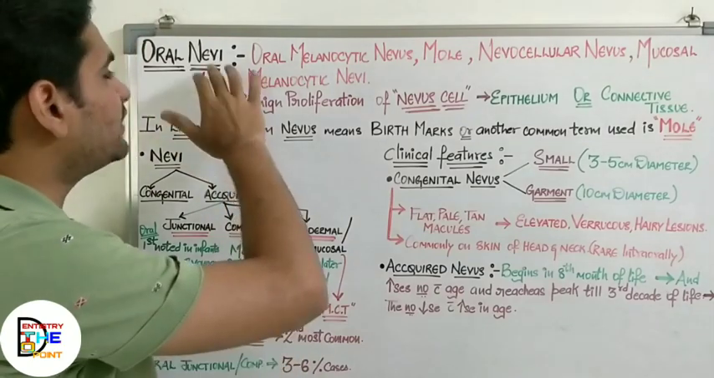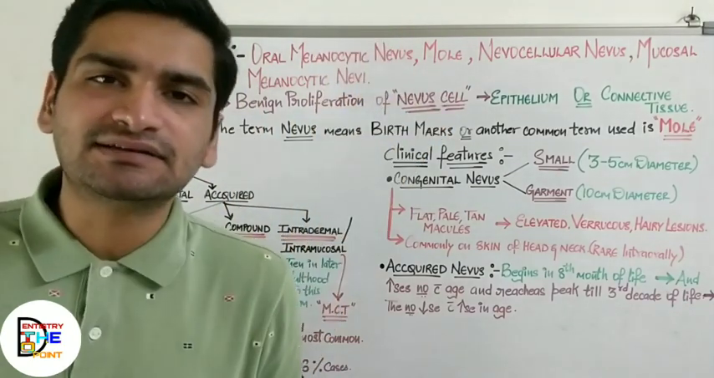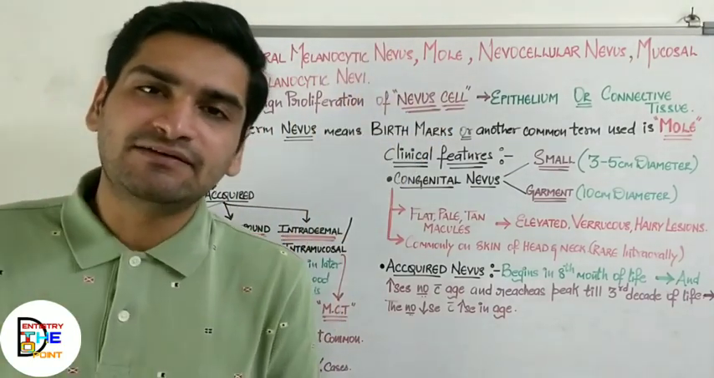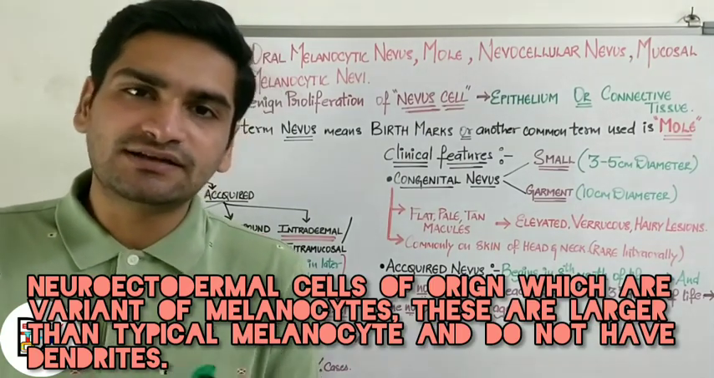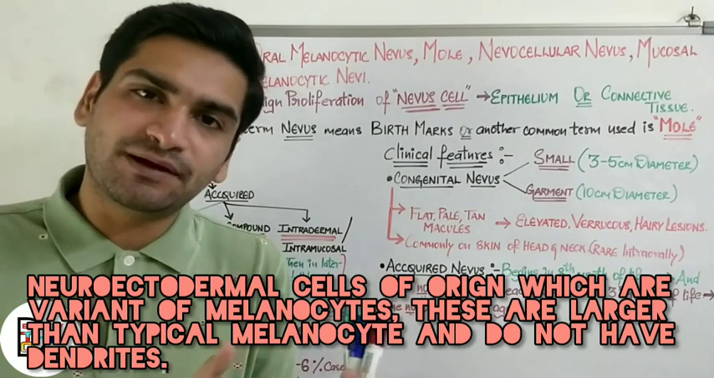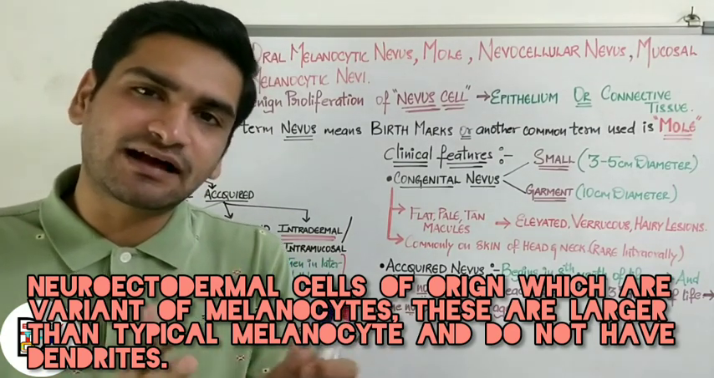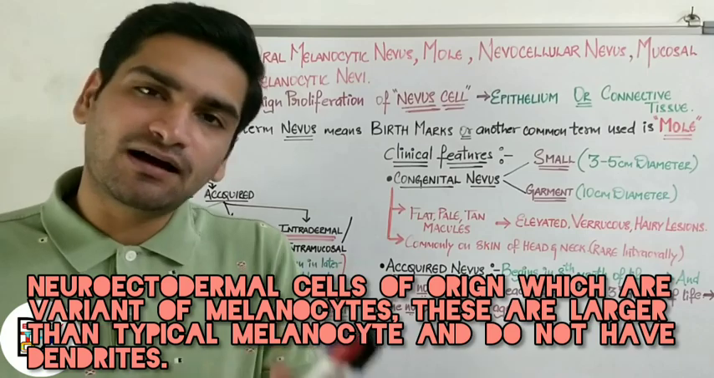Now why this word nevi, or from where is this word nevus coming? Specifically, nevus cells are neuroectodermal cells. They are of neuroectodermal origin. Now their work is to produce the pigment that is melanin. The work of nevus cells is the production of melanin pigment.